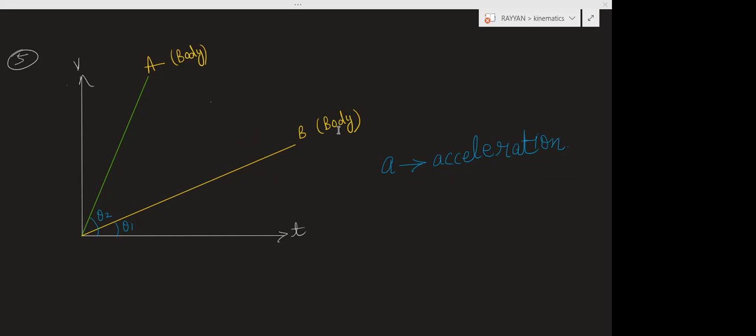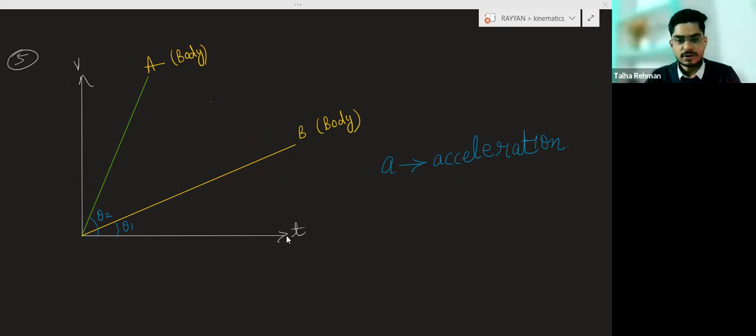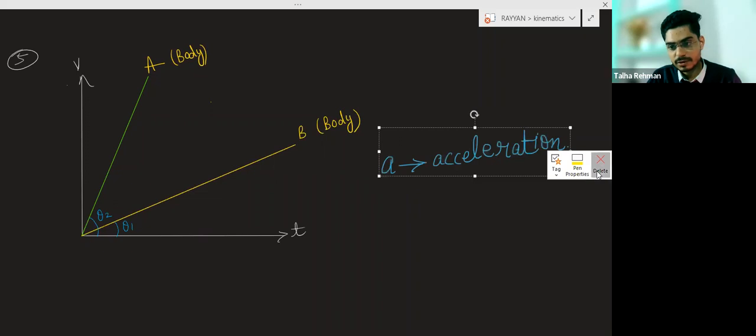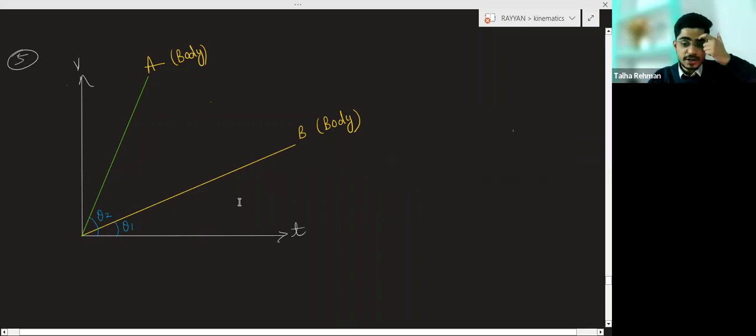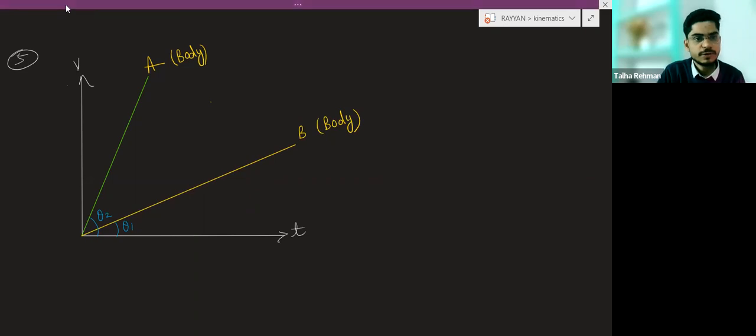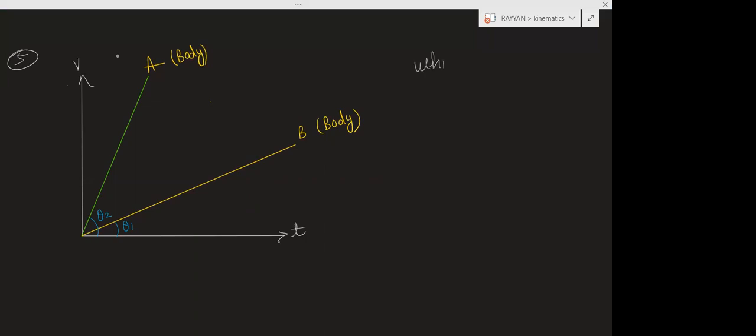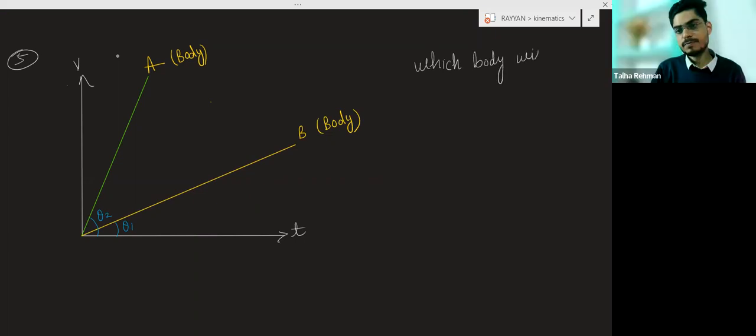Okay. So this is a velocity time graph given. Two graphs are there. For body A, this is the straight line graph, and for body B, this is the straight line graph. We have to tell which body will have more acceleration.